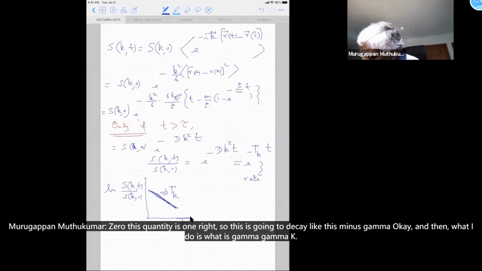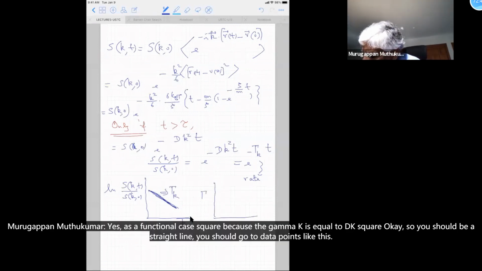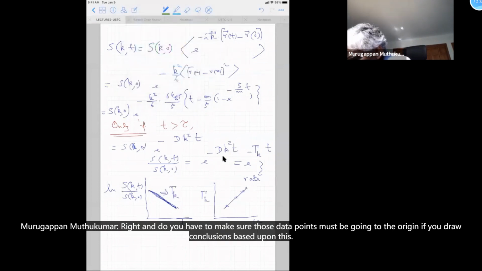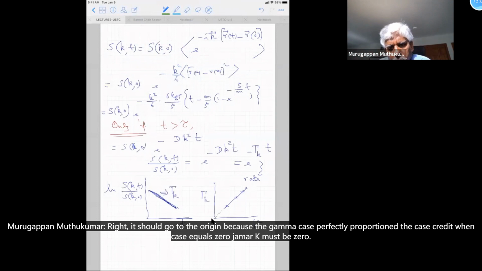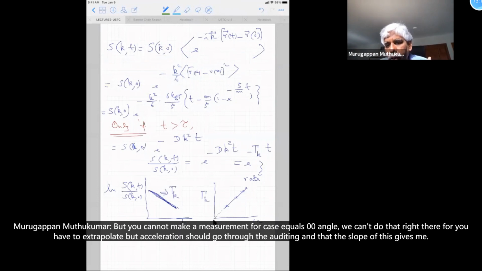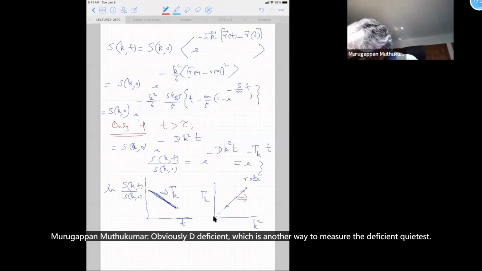And then what is gamma k? Gamma k as a function of k squared, because gamma k is equal to D k squared. So you should get a straight line. You should get data points like this, and you have to make sure those data points go to the origin, because gamma k is perfectly proportional to k squared. When k is equal to 0, gamma k must be 0. But you cannot make a measurement for k equal to 0, because that's a 0 angle. Therefore, you have to extrapolate, but the extrapolation should go through the origin. And then the slope of this gives me, obviously, D, the diffusion coefficient. This is another way to measure the diffusion coefficient.